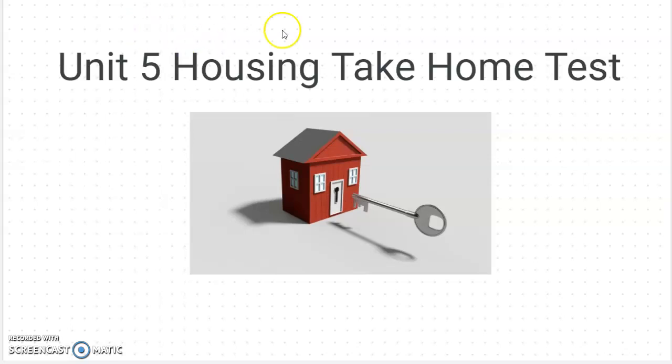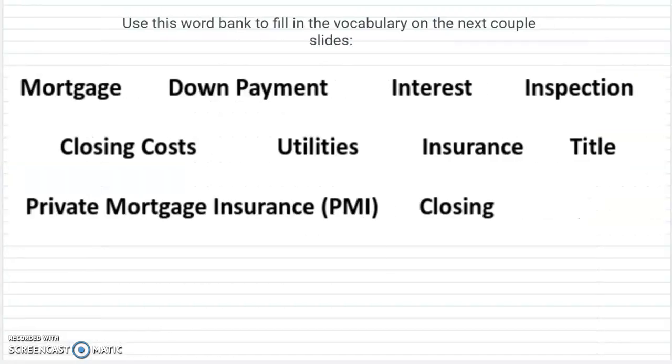Unit 5 Housing Take-Home Test. Use this word bank to fill in the vocabulary on the next couple of slides. Your vocab words are mortgage, down payment, interest, inspection, closing costs, utilities, insurance, title, private mortgage insurance or PMI, and closing.